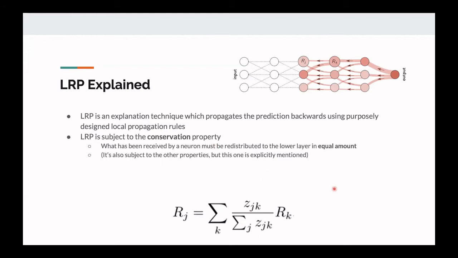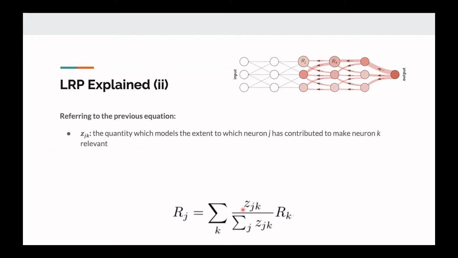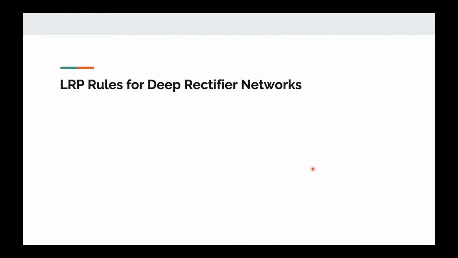This function here is the general LRP rule that we're going to be expanding on moving forward. And that's basically how this propagation happens. We'll talk about the terms on this slide here. So referring to this equation, the quantity Z_jk is the quantity that we use to model the extent to which a neuron j contributes to make the neuron k relevant. And then the denominator is the sum of all of these quantities from the j to the k layer. And we use that to enforce the conservation property.